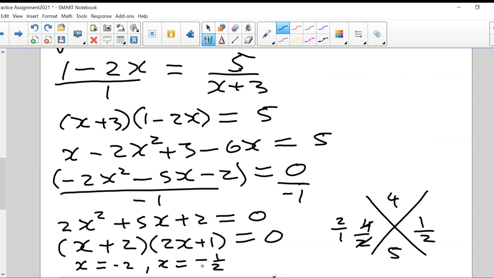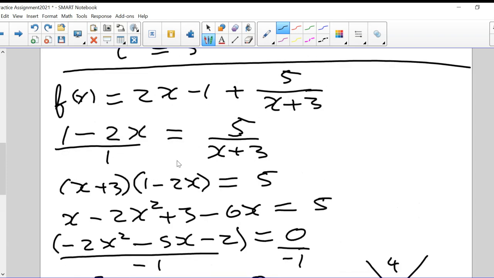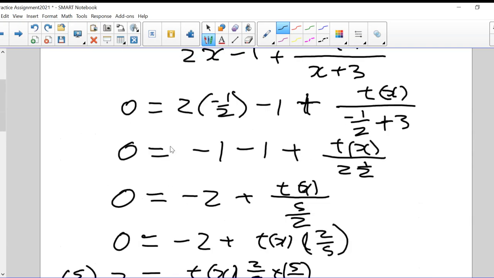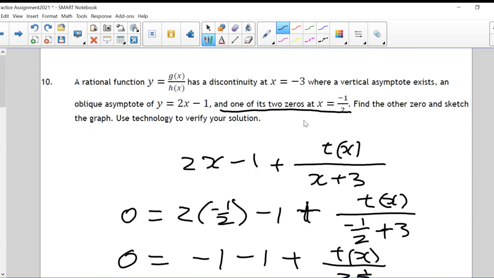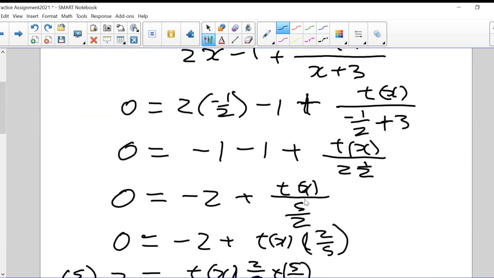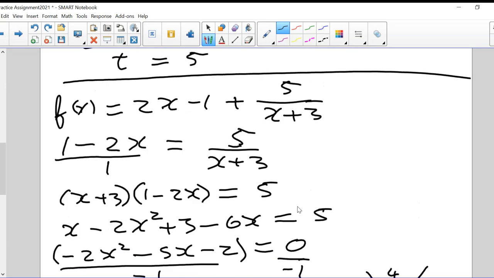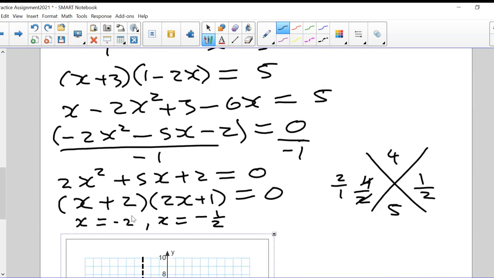Well, guess what? We already knew one of those zeros was minus a half. That was one piece of information they gave us at the very beginning. Let me take you back. One of the two zeros is at minus a half. So that evidently means the other zero is x equals minus 2.